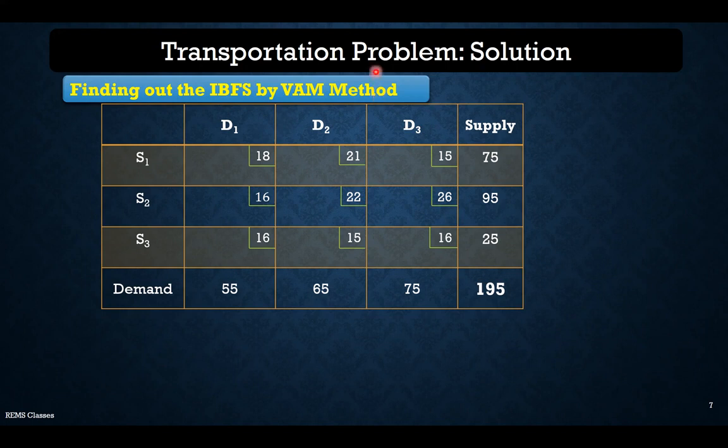So what will we do in this case? We will scan the least cost. Like the least cost method, we will scan the least cost and second least cost in each row and column.